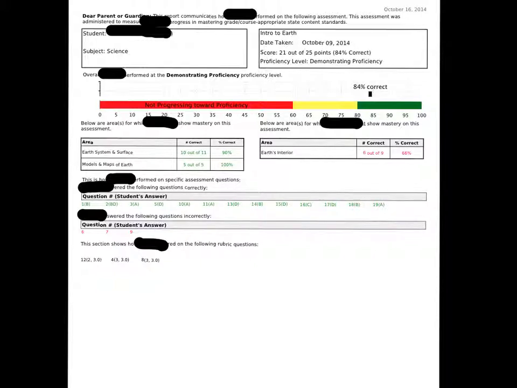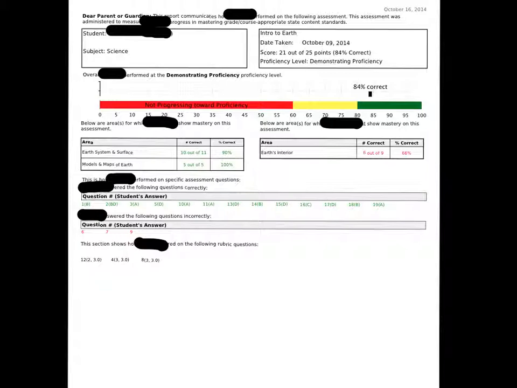So instead of just breaking down into questions, we can actually look at, this student did really great at the Earth system and the Earth surface. They did great at the models of maps and Earth, but we might need to help them out with understanding some aspects of Earth's interior, because they got these almost perfect, but they actually really struggled with this area. So again, even though we have an 84% correct, what is that 16% that they're missing? Well, we can actually focus in on Earth's interior, because now we have a better idea of how to help the student moving forward.